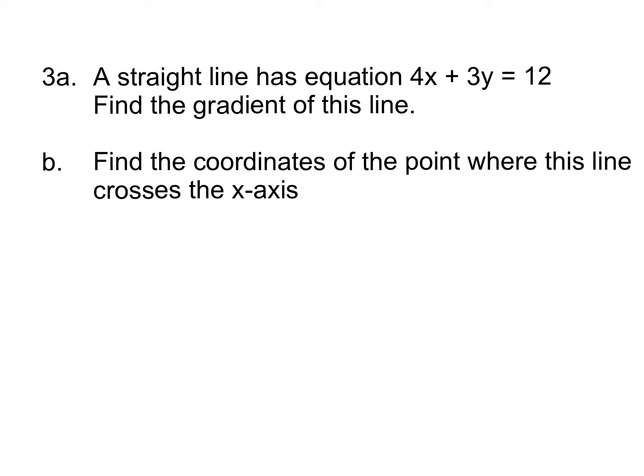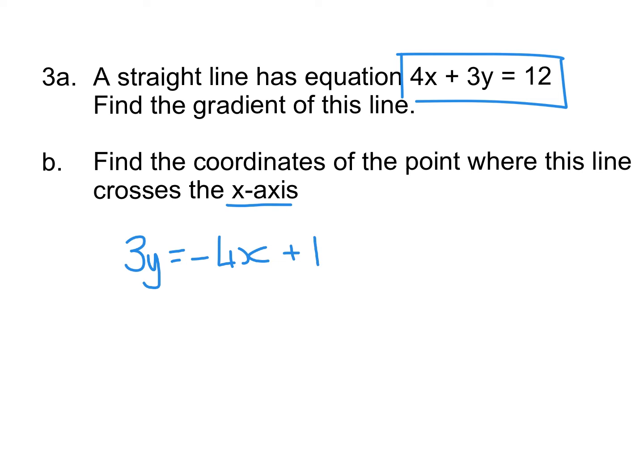Part B is asking for the coordinates of the point where this crosses the x-axis. Now we get used to that same y-axis, so this would catch a lot of people out. So first thing I'm going to do is rearrange this equation to be y equals. So I'm going to move the 4x over, so I've got 3y equals negative 4x plus 12. And then I'm going to divide everything by 3.